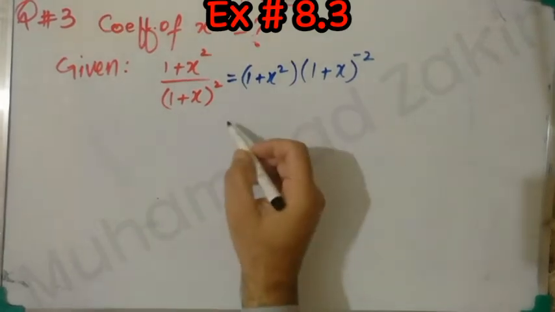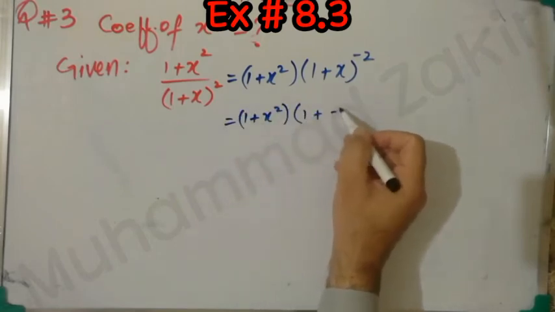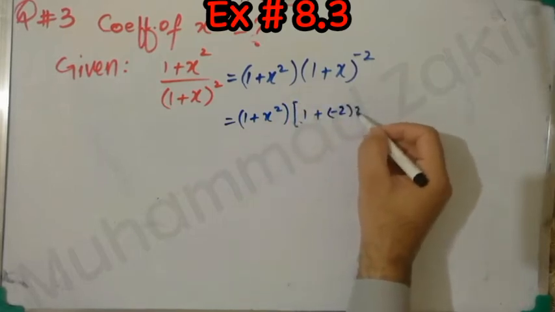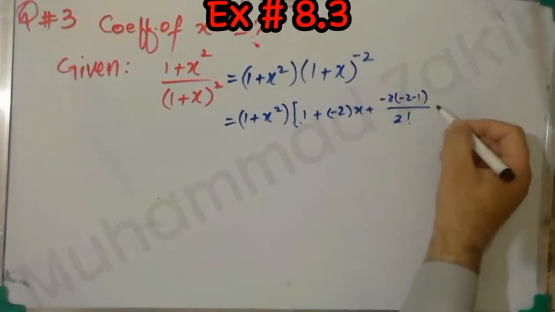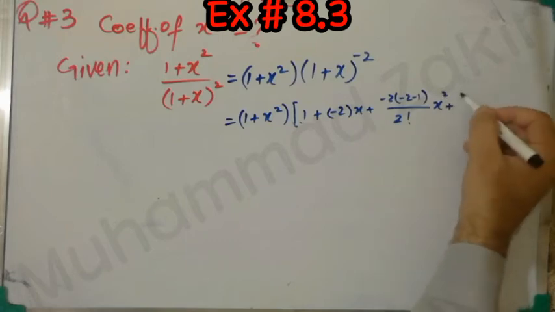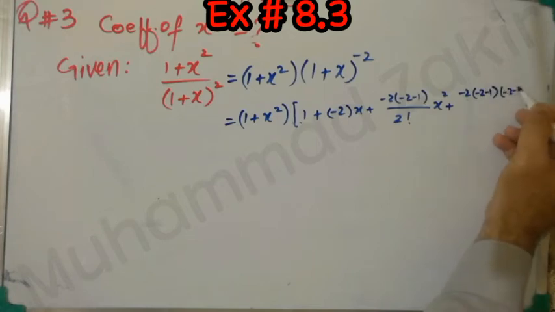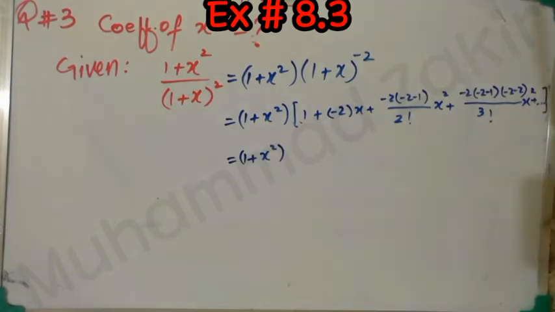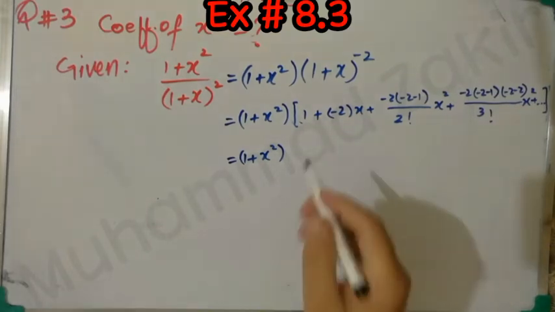Then we expand using the binomial series: 1 plus nx plus n(n minus 1) by 2 factorial x square plus n(n minus 1)(n minus 2) by 3 factorial x cube, and so on. This is the expansion. What we have to do is simplify all these terms.